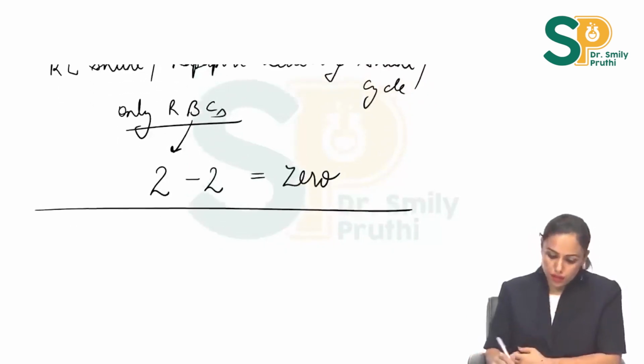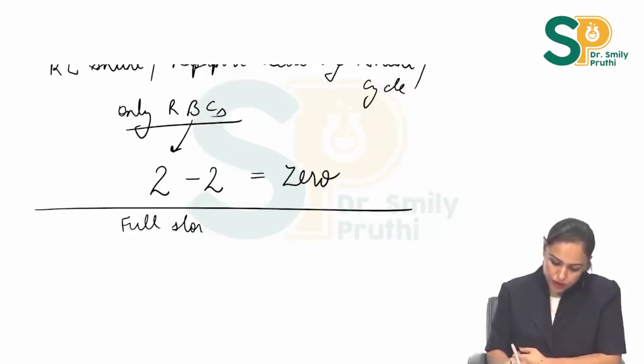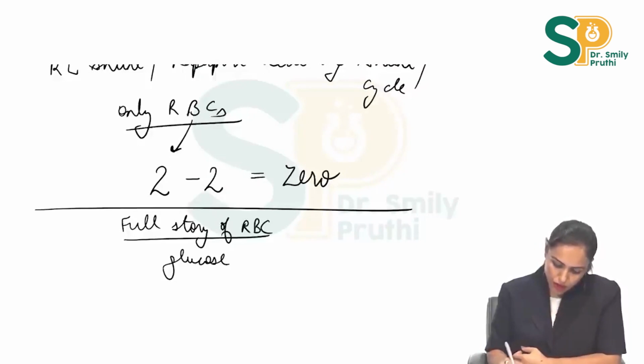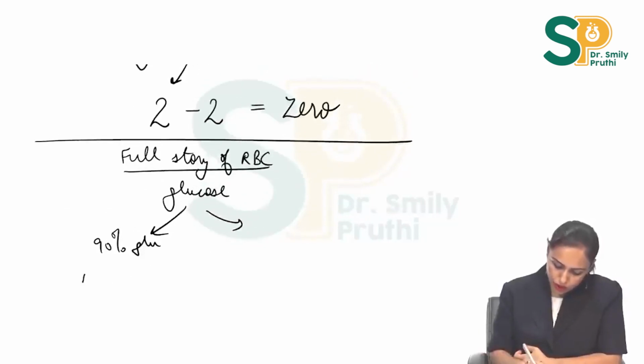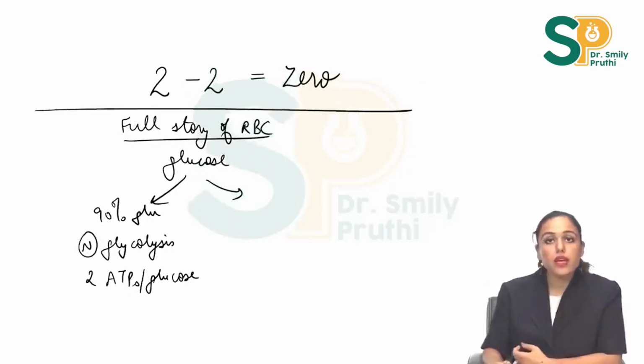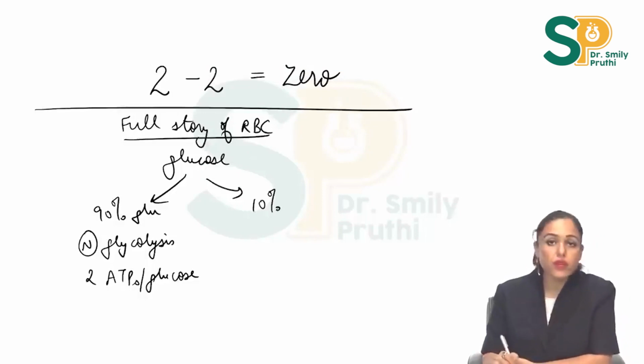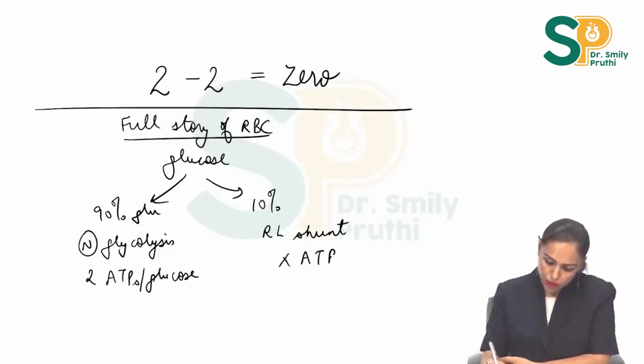So I can say here that the full story of RBC is this: whatever glucose is entering into RBCs, 90% of it is going into normal glycolysis to give you 2 ATPs per glucose molecule, right? But 10% of the glucose entering into RBC is not going into normal glycolysis. You can say it is going into the Rapoport-Luebering shunt, so this 10% glucose is not forming any ATP, because its purpose is not to make ATP.